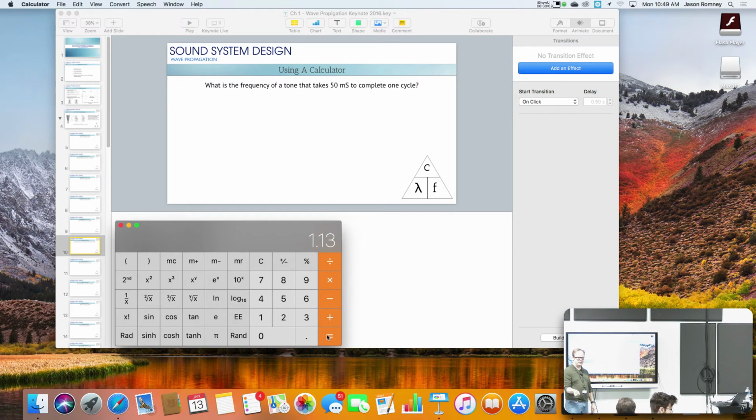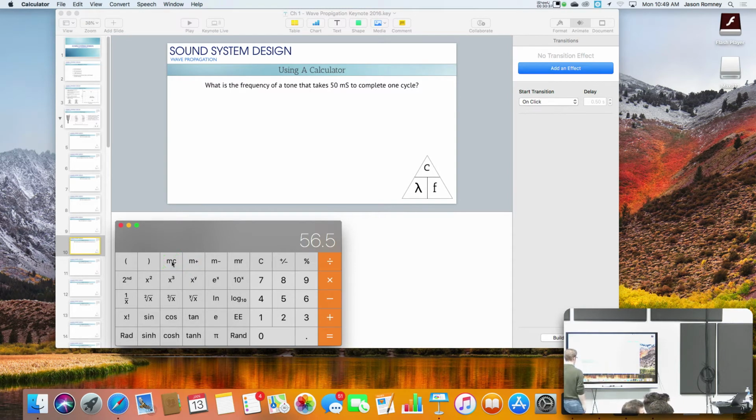So now we just have to do 1,000 divided by 1.13. Well, that's how many feet per millisecond. So if we've got a wavelength that's 50 milliseconds, we need to take 1.13, multiply by 50, and we get 56.5. So yeah, now what we're going to do, I'm going to put that in my calculator.